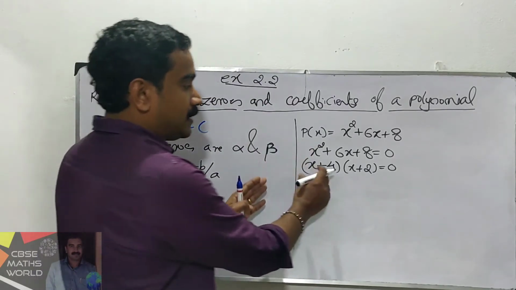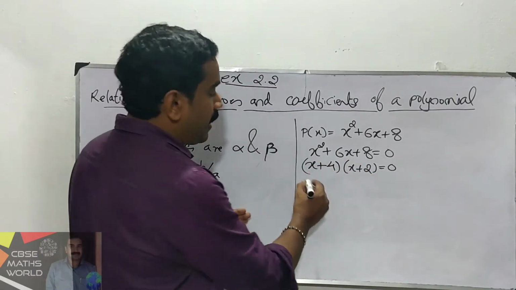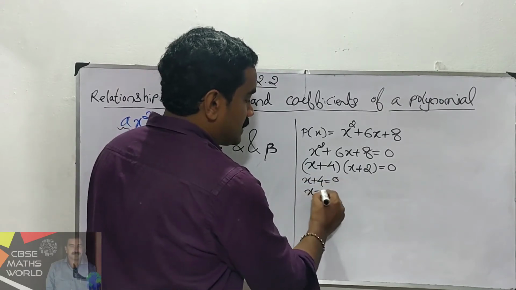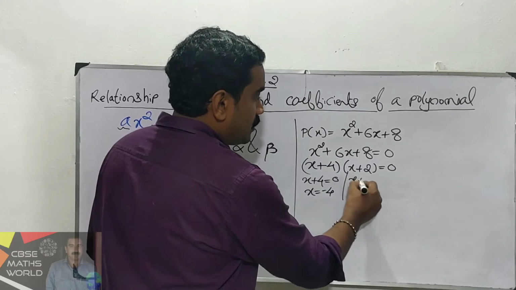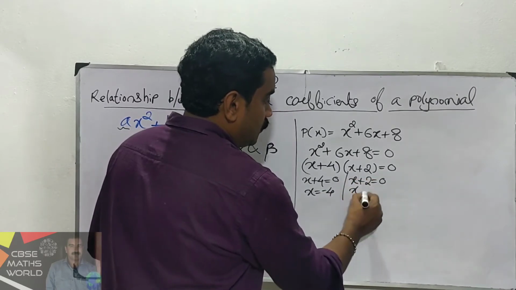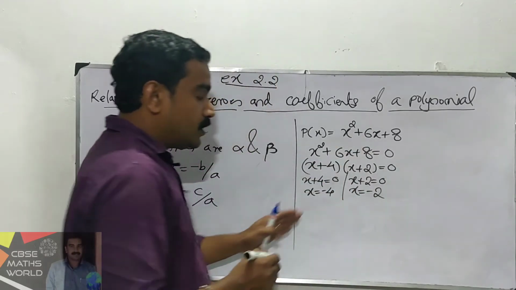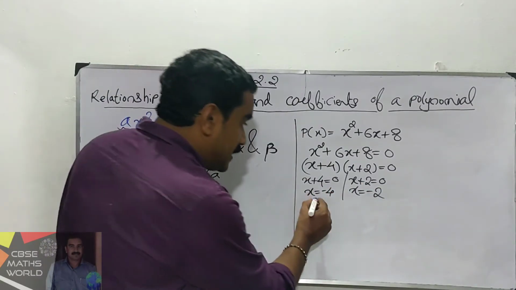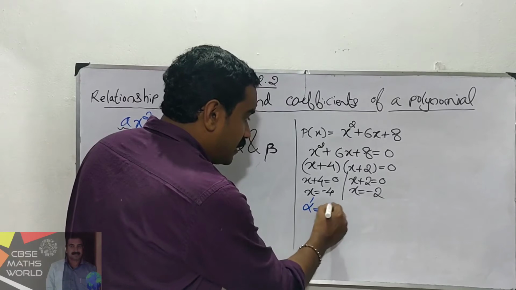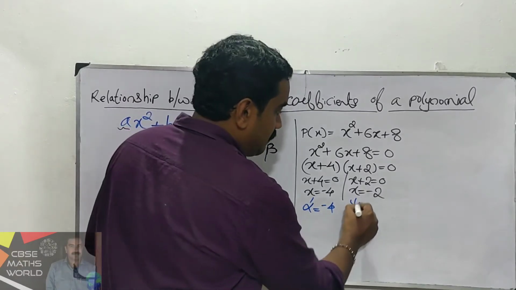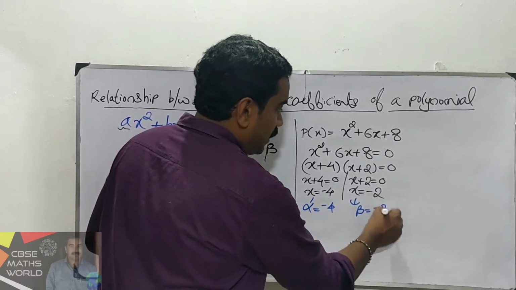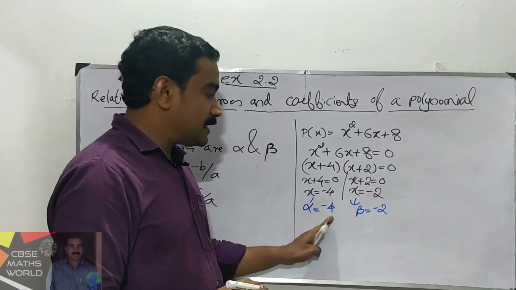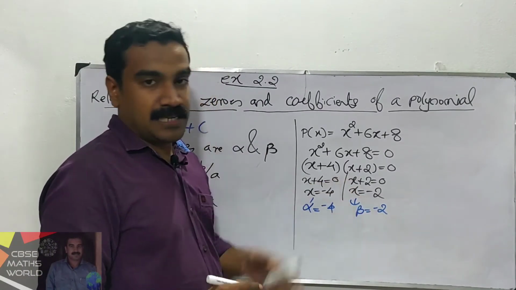Equate the two factors to 0. x plus 4 equal to 0 gives x as minus 4. If we equate x plus 2 equal to 0, we get x equal to minus 2. So the two zeros are minus 4 and minus 2. We take alpha as minus 4 and beta as minus 2. So we got alpha and beta.